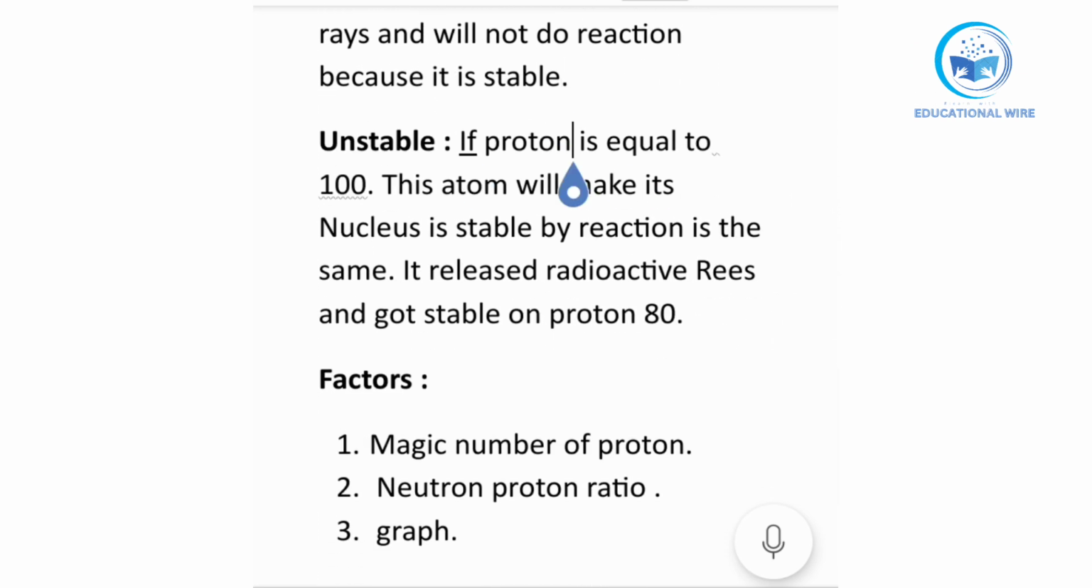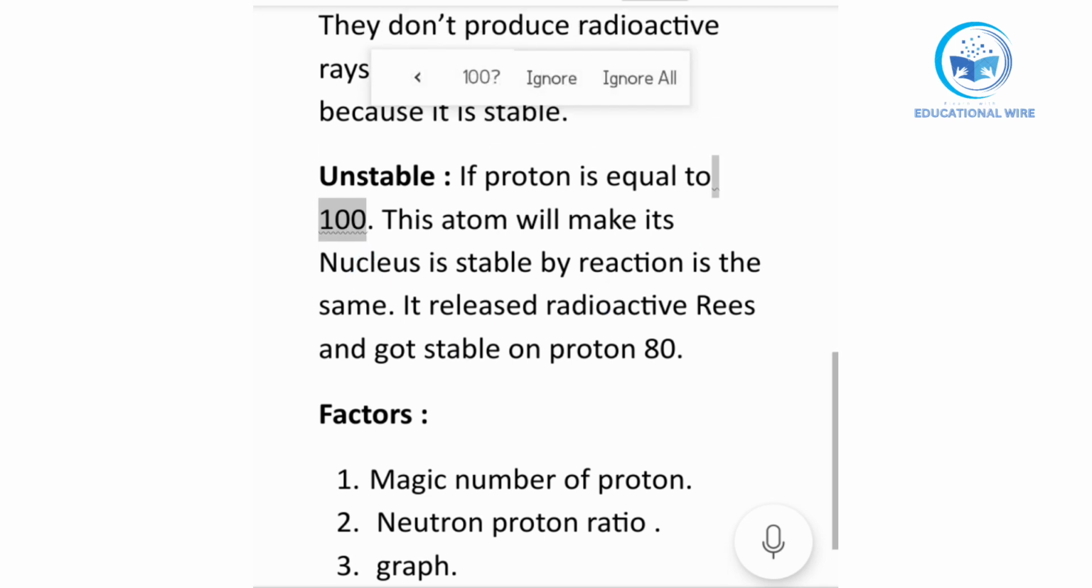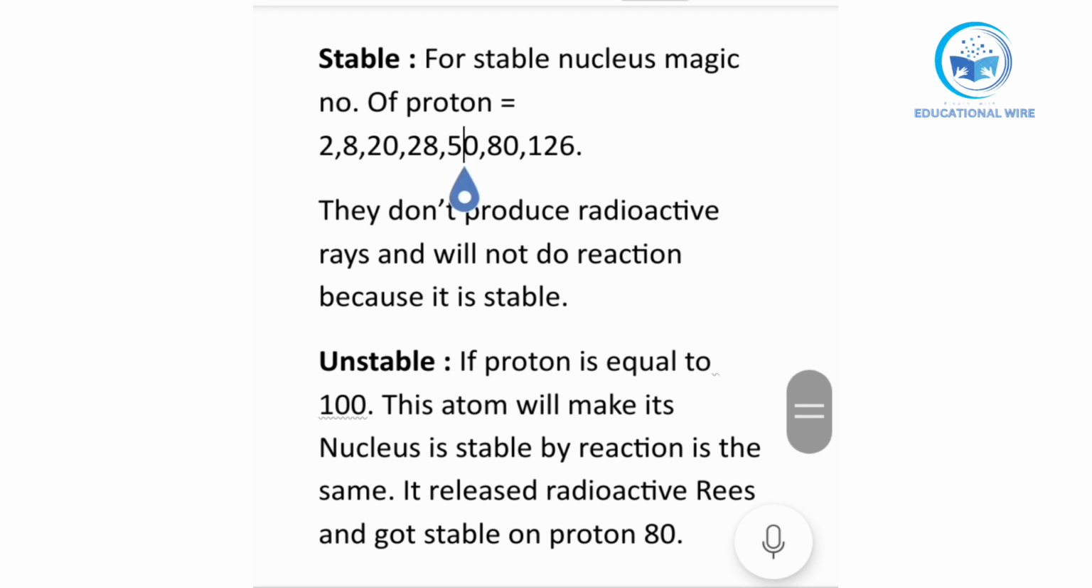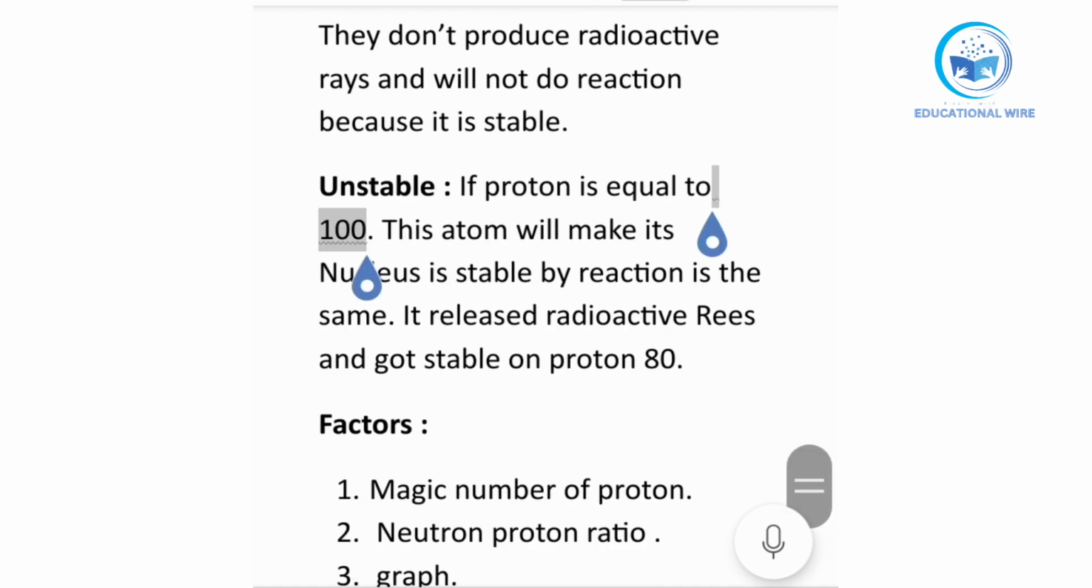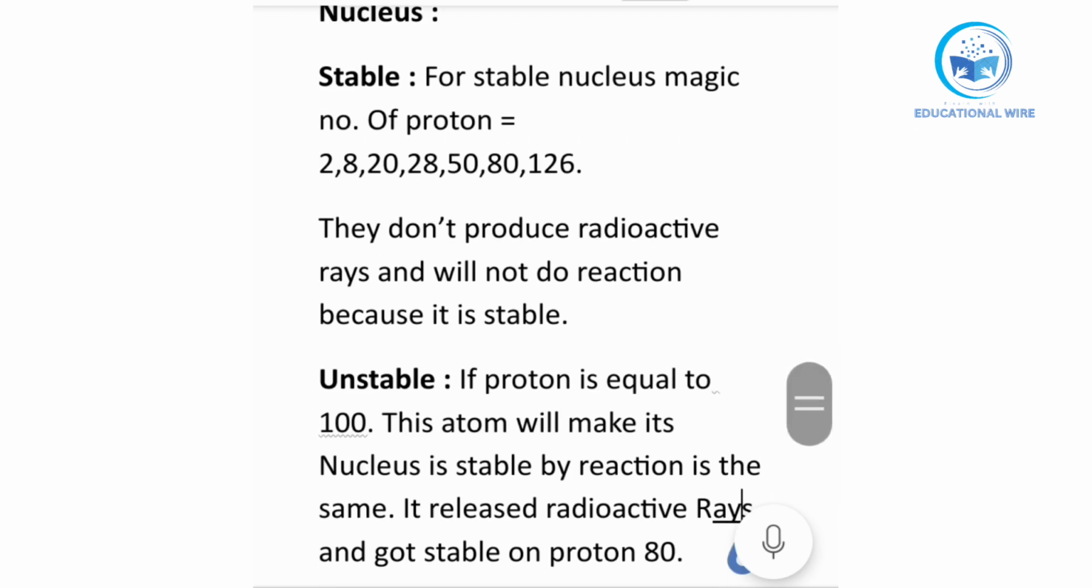But if we have 100 protons, the atom will make its nucleus stable. It has 100 protons, but among the magic numbers we have 2, 8, 20, 28, 50, 80 or 126. These numbers are stable, not 100. So it will do a reaction and also release radioactive rays with the reaction, and become stable on 80 protons, because before 100 we have 80. If it had 128, it would become stable on 126, but now it has 100, so it will lose particles by radioactive rays through reaction and become stable on 80.